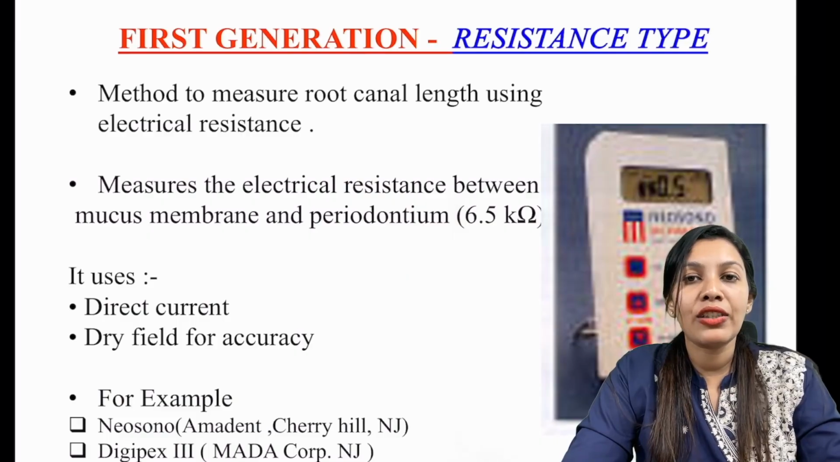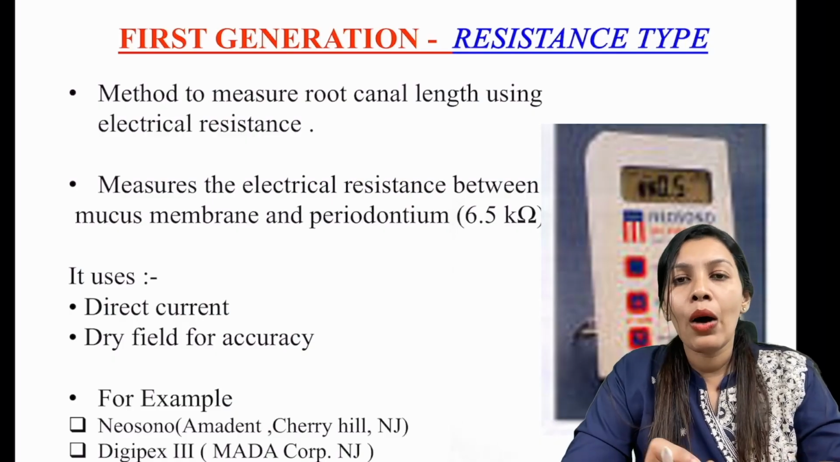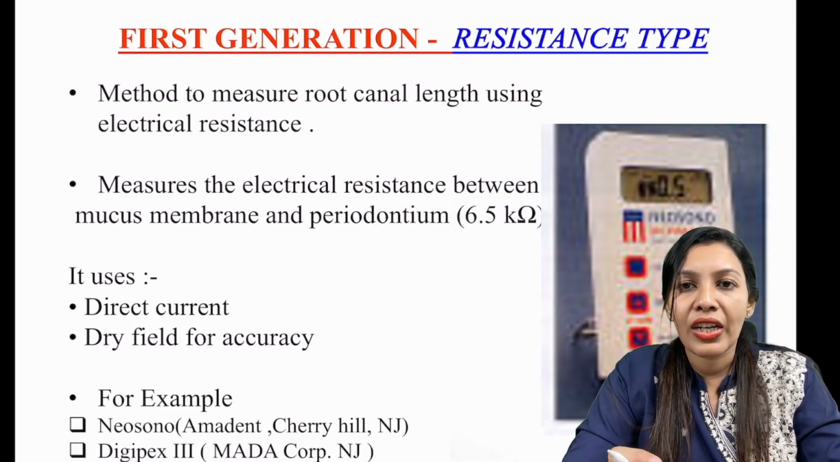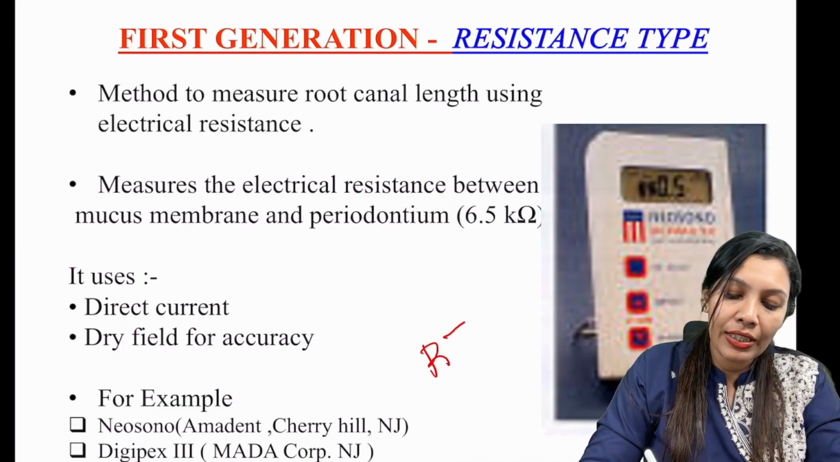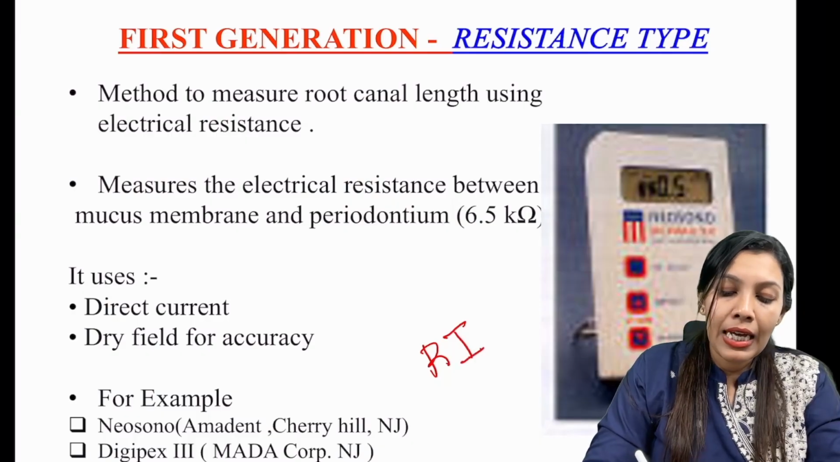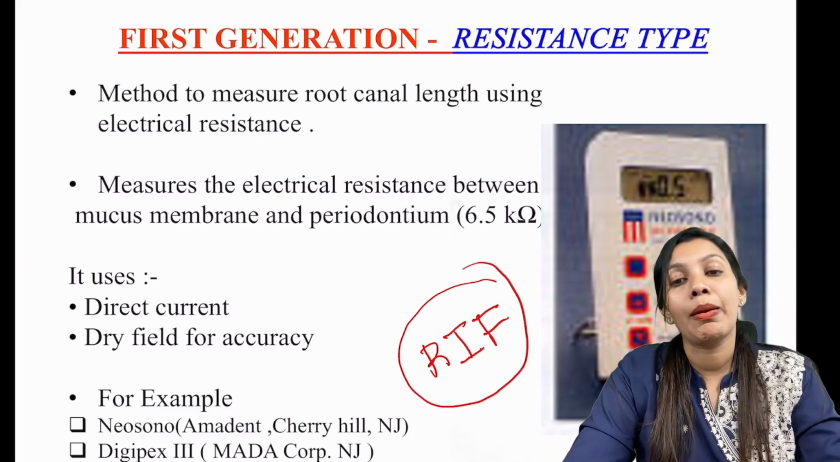So talking about the various generations of apex locator. The first generation is the resistance type. How I used to memorize the various generations is, first generation is R for resistance, second generation is I for impedance, third generation is F for frequency. I used to memorize it like RIF.